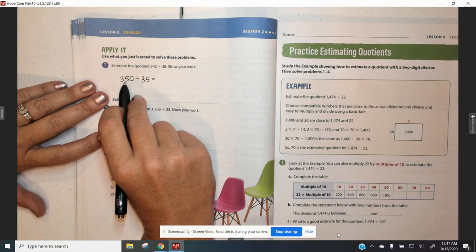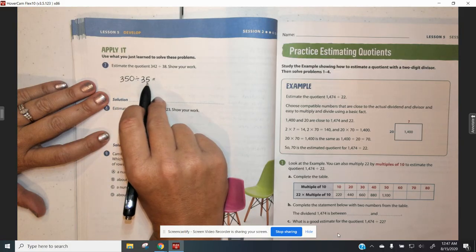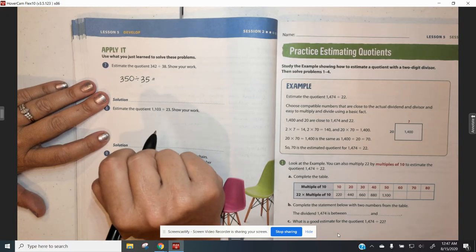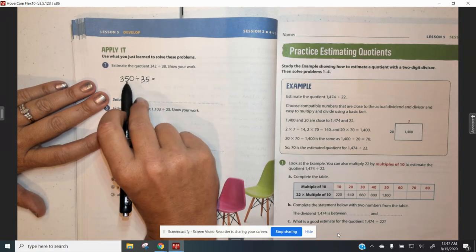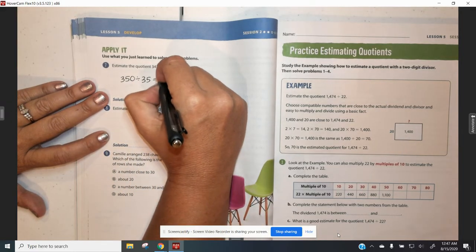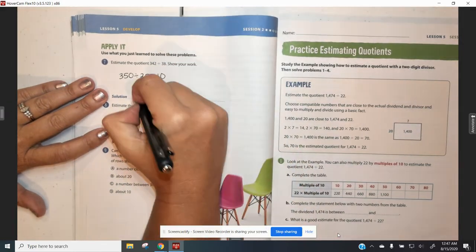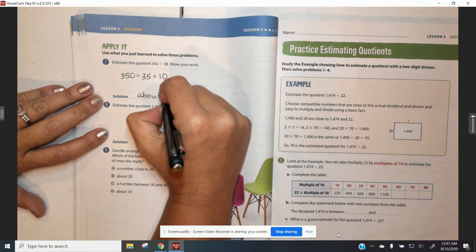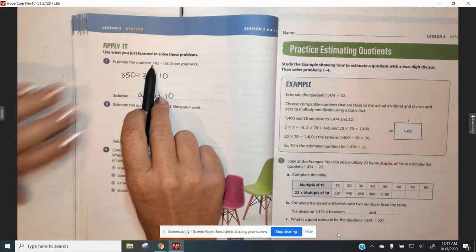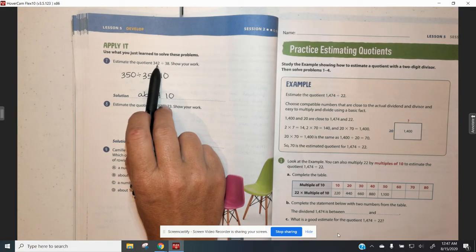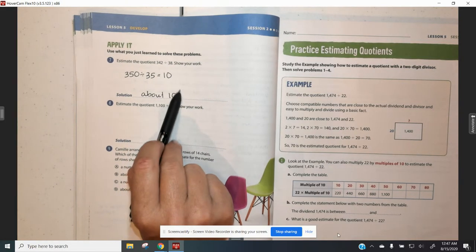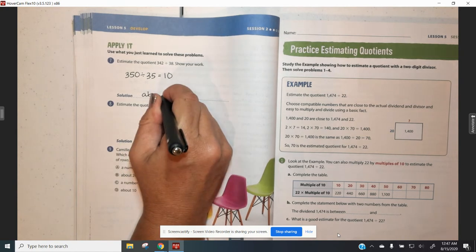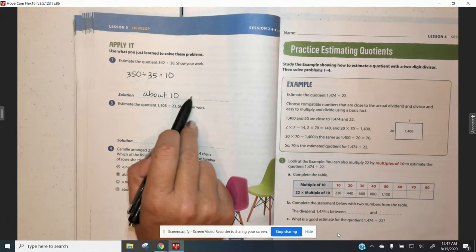So if I divided 350 divided by 35, this one's pretty easy because it's a multiple of 10. And so I know that 35 goes into 350 10 times. So the estimate is about 10. So if I were figuring out what 342 divided by 38 is, I know my answer is going to be somewhere around or about 10.